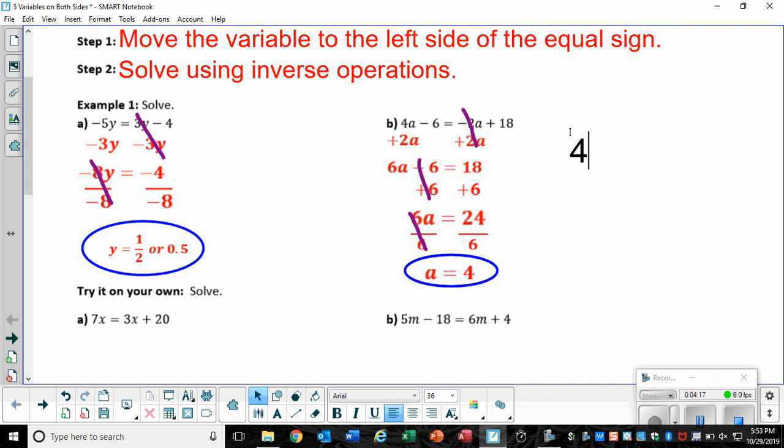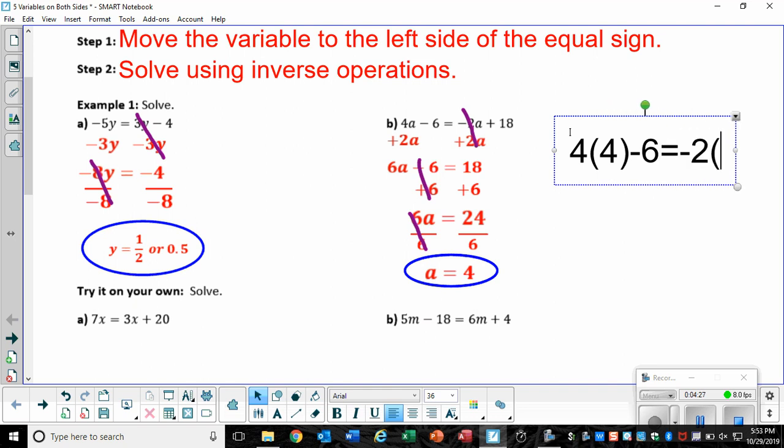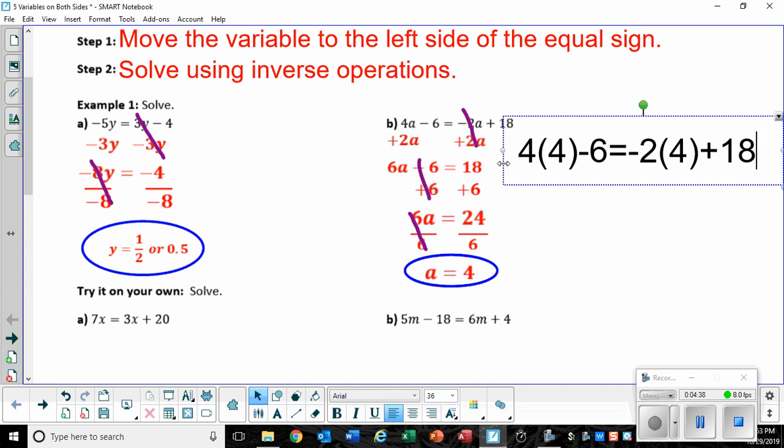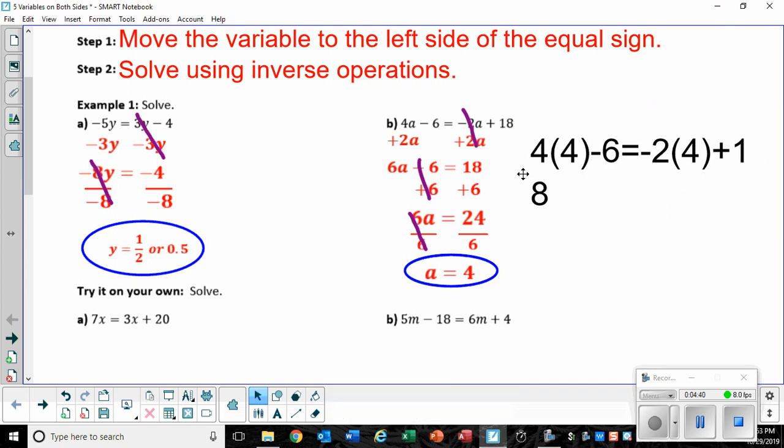So I'm going to type 4 times a, which is 4, minus 6 equals negative 2 times 4 for a plus 18. So let me just adjust this so it actually reads properly.